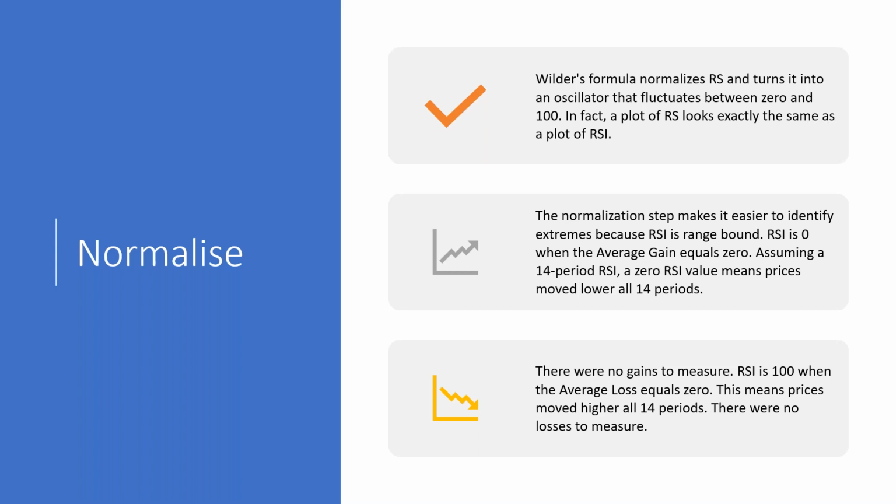In fact, a plot of RS looks exactly the same as the plot of the RSI. The normalization step makes it easier to identify extremes because RSI is range bound. In other words, remember I mentioned it was called a bounded oscillator: if the RSI is 0, when the average gain equals 0, assuming the 14 period RSI, a 0 RSI value means the price moved lower all 14 periods. So therefore you didn't have any gain averages.